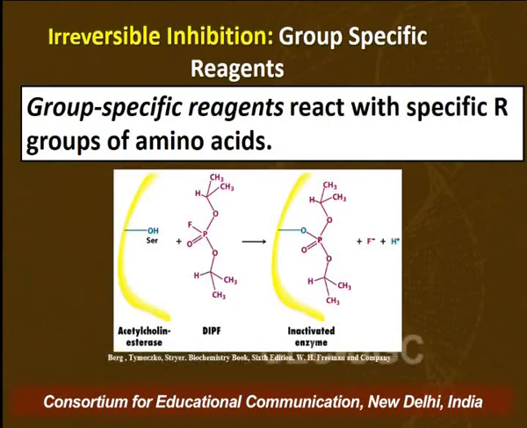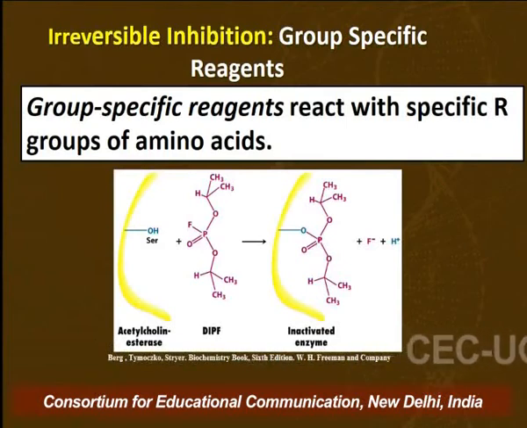In this one, the first type is called the group specific reagents. These group specific reagents are specific for the R groups which are present in the amino acids. If we see over here, one of the group specific reagents is shown as DIPF, and the enzyme is shown.